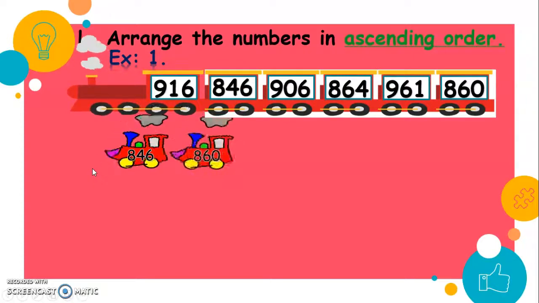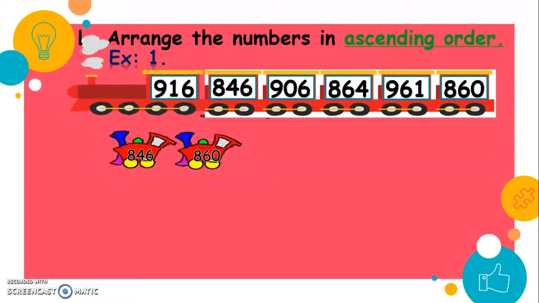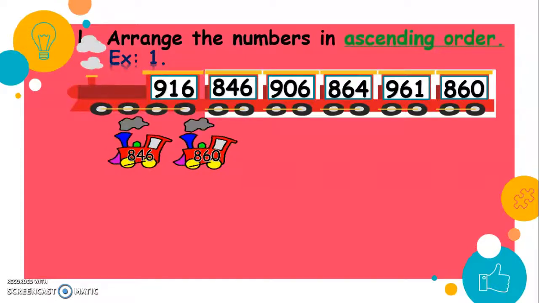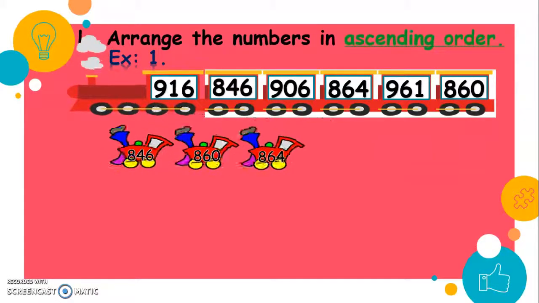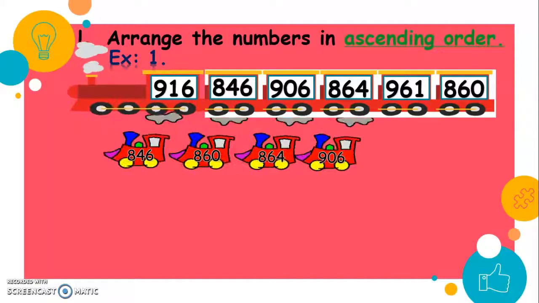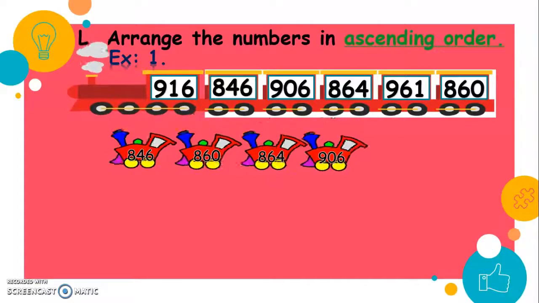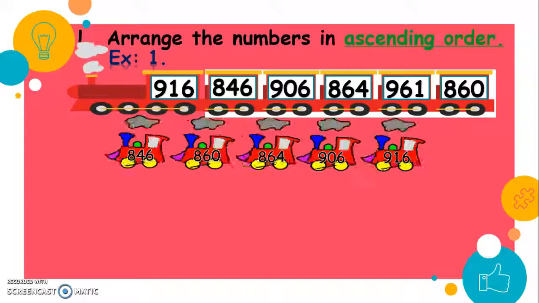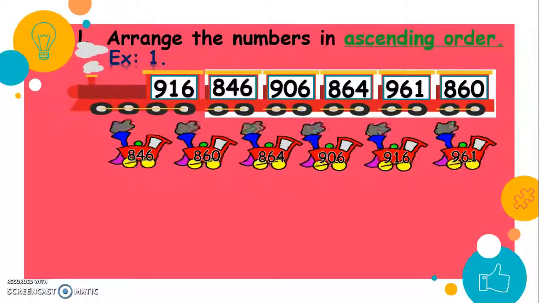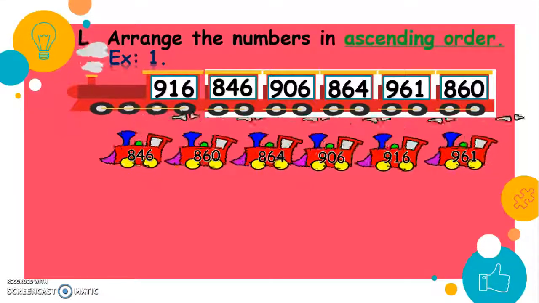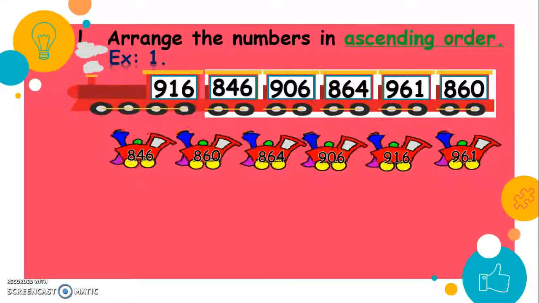Now this is followed by the number 860. The next number should be 864. And this is followed by 906. The next two numbers are 916 and the greatest number is 961. Now let's see the answer for number 2.